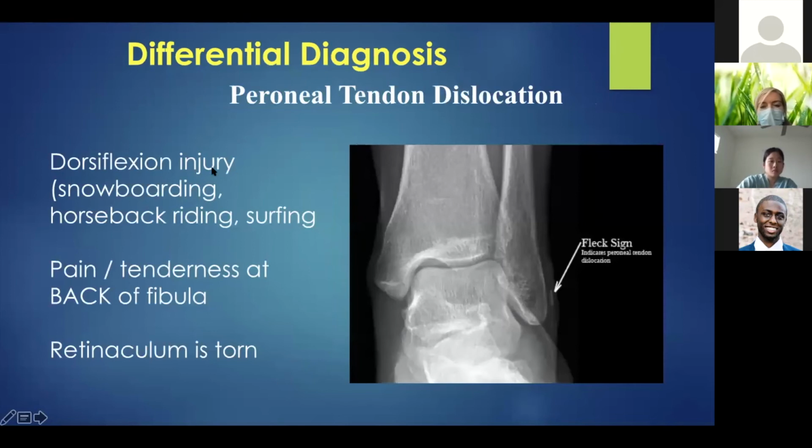Peroneal tendon dislocation, which is what we saw on our first question, right? Again, dorsiflexion injury, same population here. Pain and tenderness at the back of the fibula, and this retinaculum is torn. The fleck sign is really a pathognomonic sign here because, looking at this, at the tip of the fib, that's for the calcaneofibular ligament, anterior is where the ATFL is. So on the lateral aspect of the fib, that's the only thing that's there. If you see a fleck sign or an avulsion fracture here, you should immediately think of peroneal tendon dislocation because, again, it's treated differently, right? We fix these.